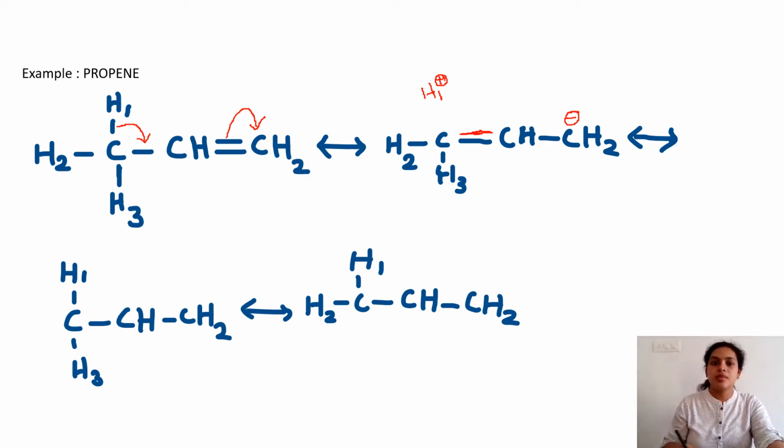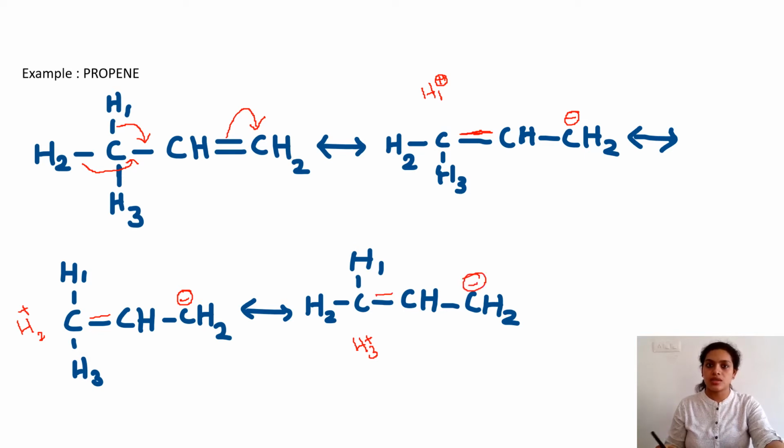And in the same way, we can write it for H2 also. The same process happens, and the second hyperconjugative structure will be like this. H2 will get a positive charge, here will be a double bond, and here will be a negative charge. Likewise, H3 will have a positive charge, this will be a double bond and CH2 will have a negative charge, which means that in the case of propene, 3 hyperconjugative structures are possible. Hope it is clear.